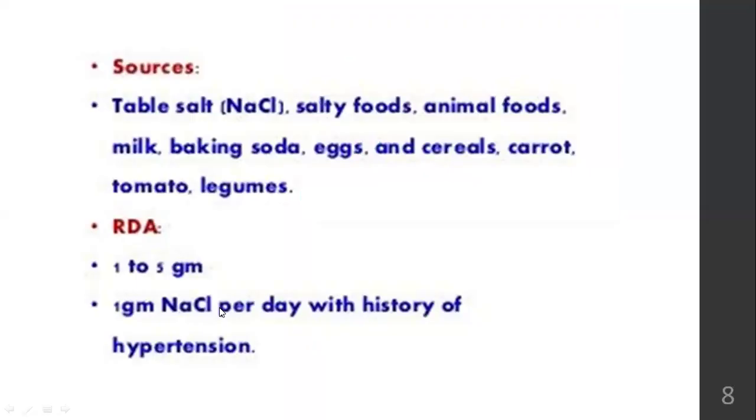Sources of sodium: table salt, the salt that you use at home, salty food, animal food, milk, baking soda, eggs, cereals, carrots, tomatoes, legumes, they all have sodium. Okay. RDA is just 1 to 5 grams per day. And those who have a history of hypertension, that is high BP, blood pressure, just 1 gram of sodium chloride per day, 1 gram of salt per day. Okay.